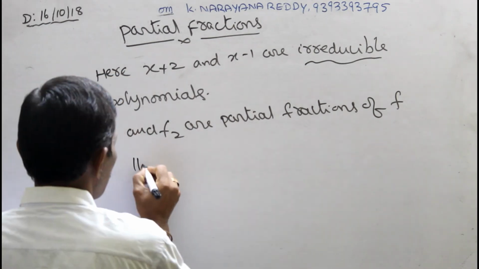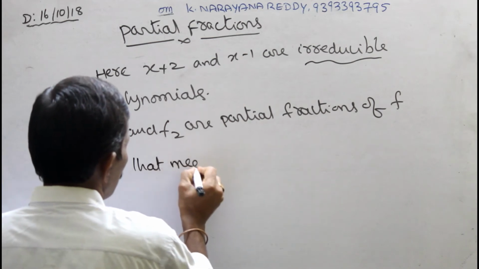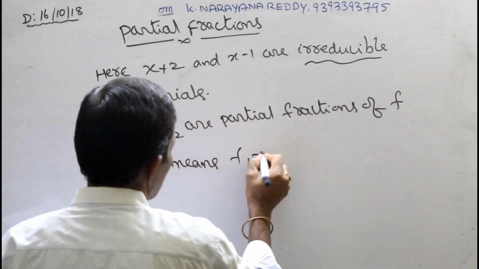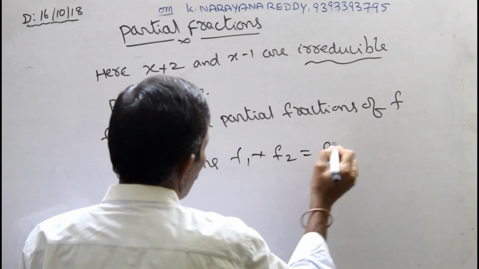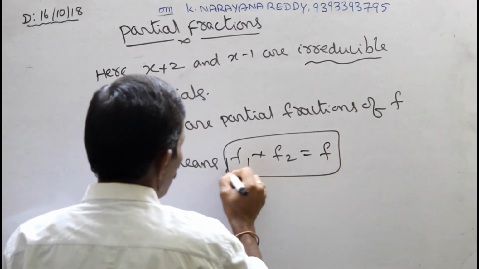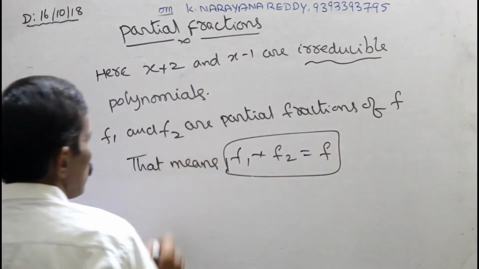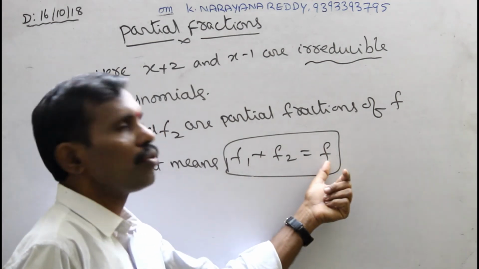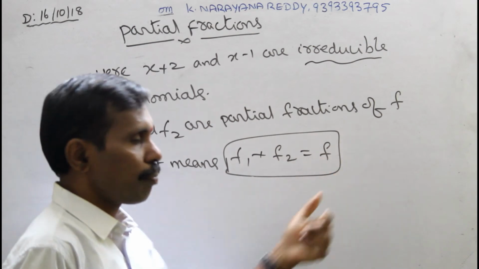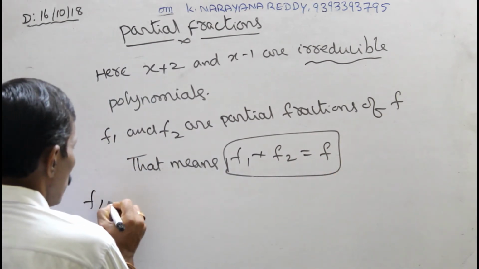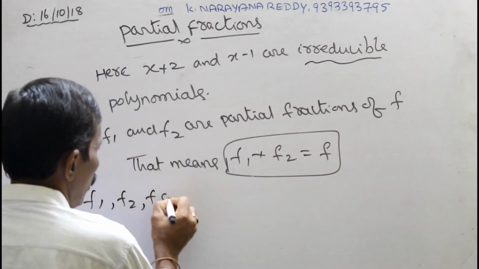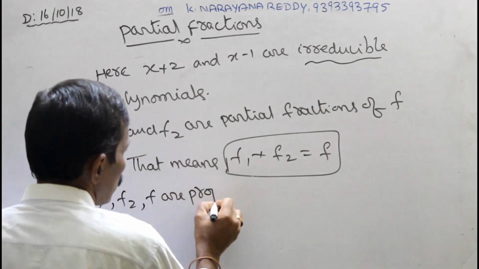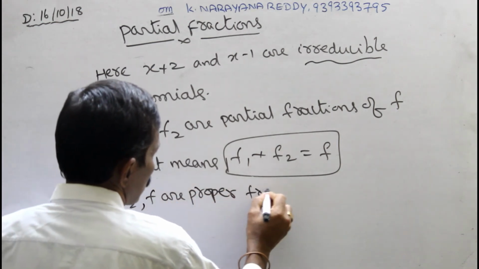f1 and f2 are partial fractions of f. That means f1 plus f2 equals f. This is the simple meaning: fraction 1 plus fraction 2 equals the fraction. f1, f2, and f are proper fractions.